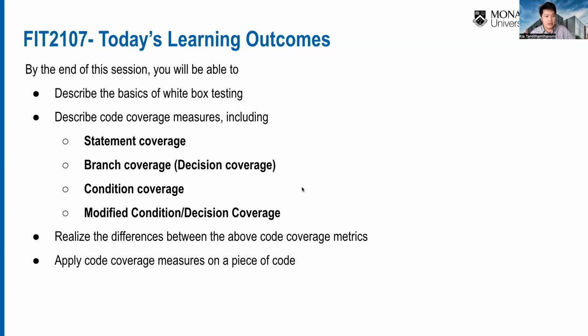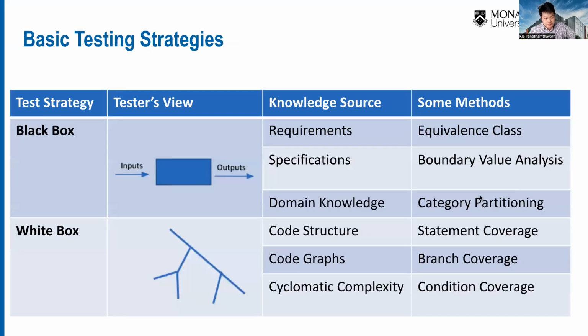So by the end of this week, you will learn the basic fundamentals of white box testing. There are different types of code coverage measures like statement coverage, branch coverage, condition coverage, and modified condition decision coverage, or people call it MCDC. And yeah, we will try these kinds of measures during the weekly studio as well.